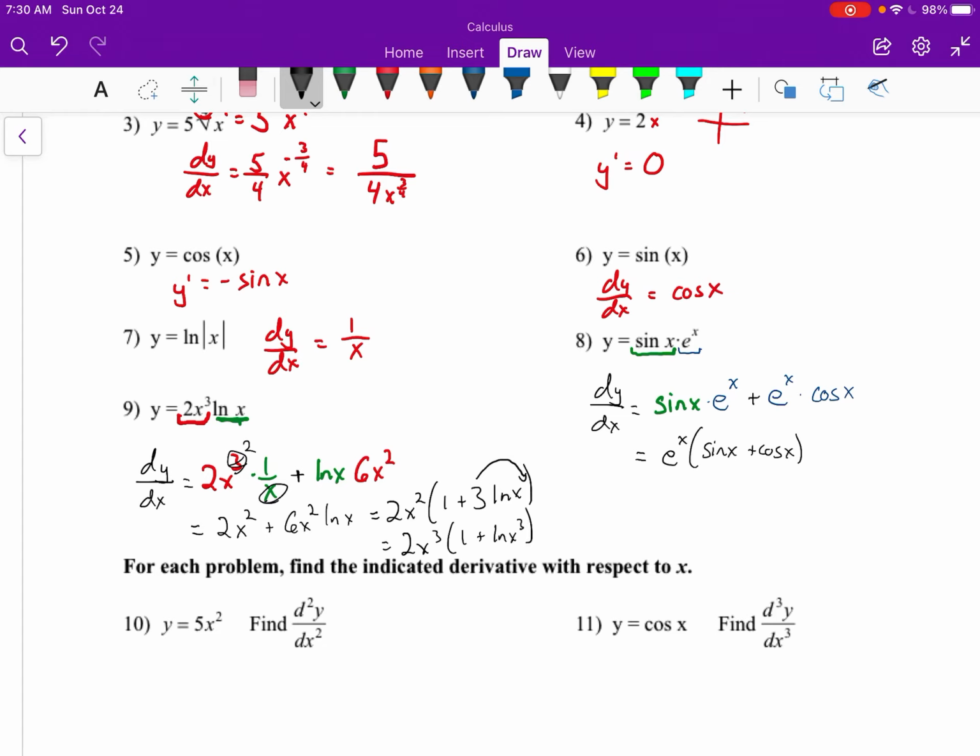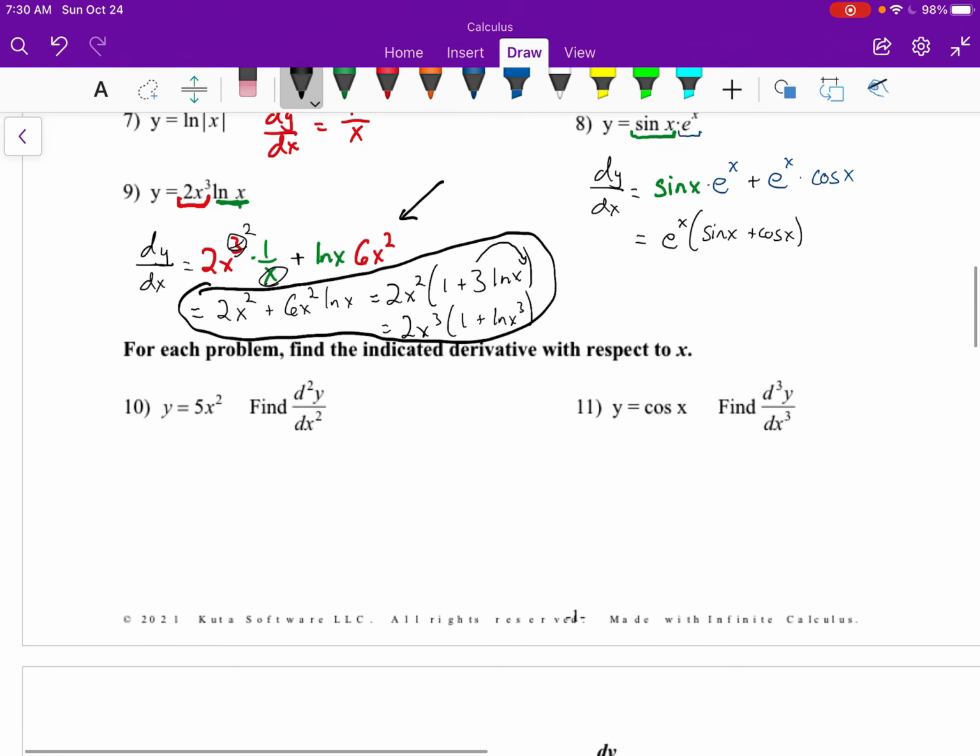So either one of these last three are good. I don't want you to leave it in this first form because the x's weren't canceled. All right, for each problem, find the indicated derivative with respect to x.